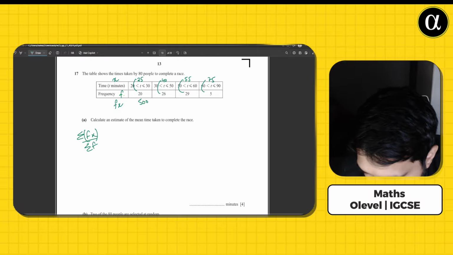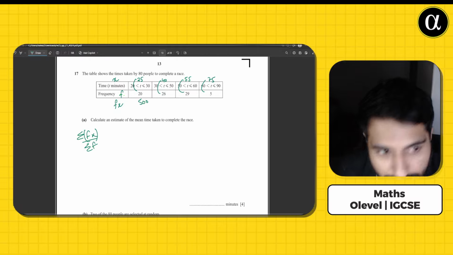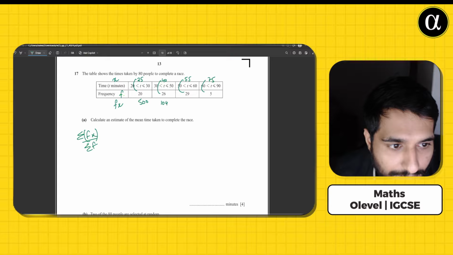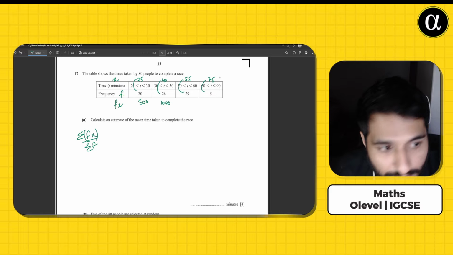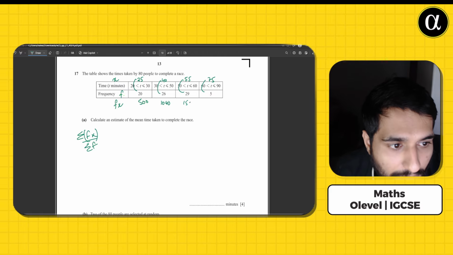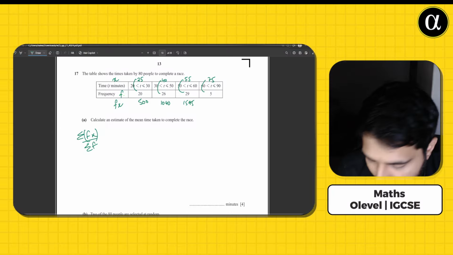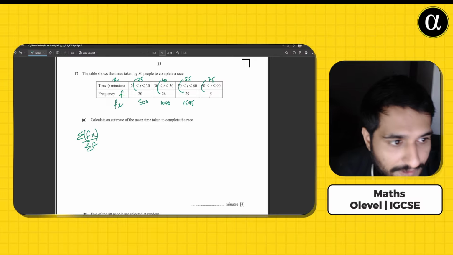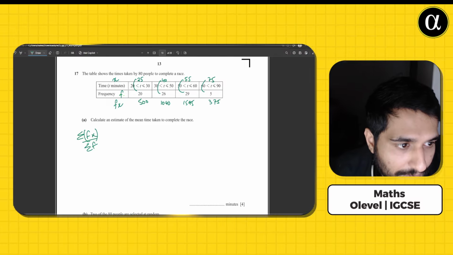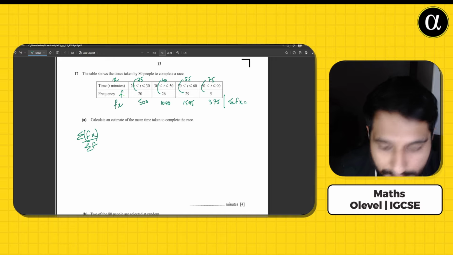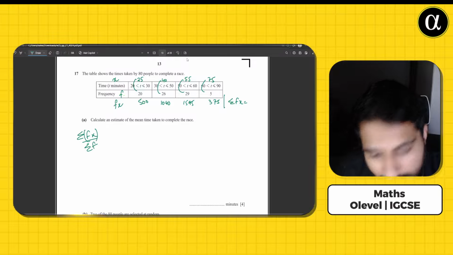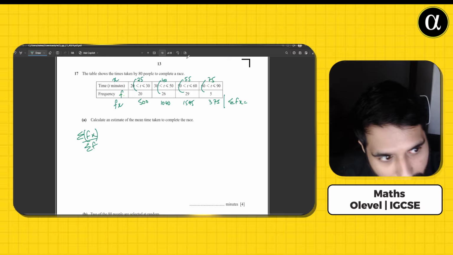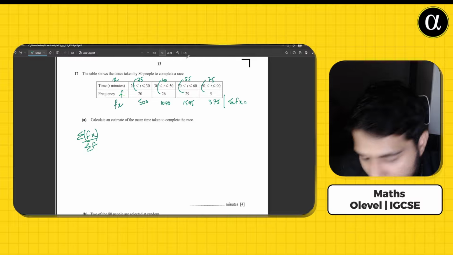And 40 into 26 is 1040. And 55 into 29 is 1595. And 75 into 5 is 375. And we will add all the values over here. This is going to be summation fx, that's going to be 500 plus 1040 plus 1595 plus 375, and this is 3510.